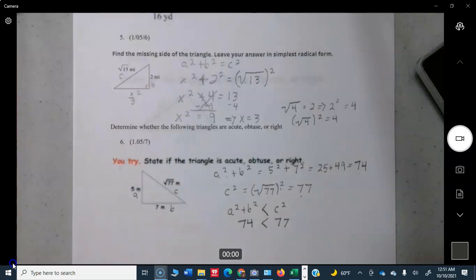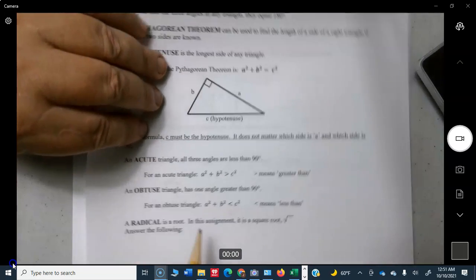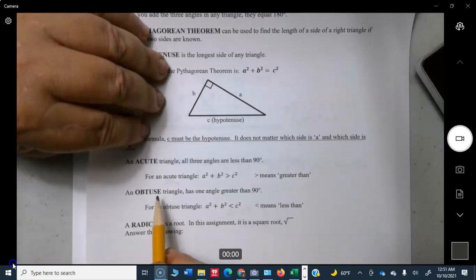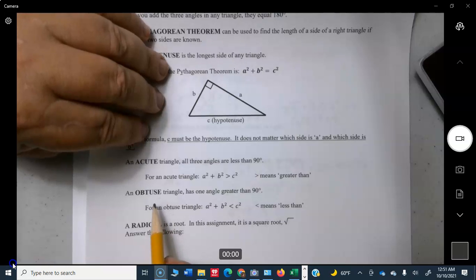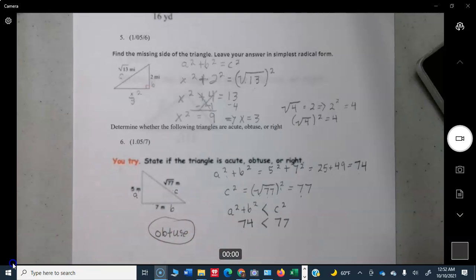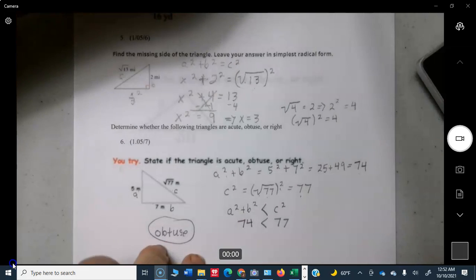Okay, so what did our rule say? It said if a squared and b squared are less than c squared, right there, then that's an obtuse triangle. So that means one of the angles is greater than 90 degrees. So we can just label that right here. And that's really the answer that they're looking for. What kind of triangle is it? It's an obtuse triangle. Okay, let's keep going.